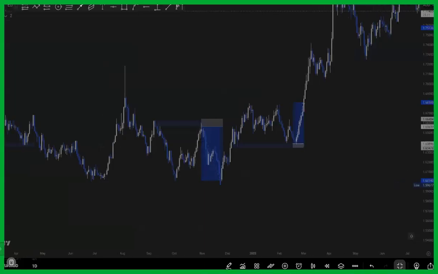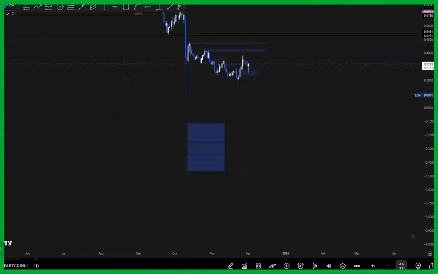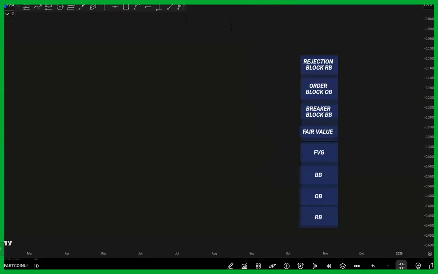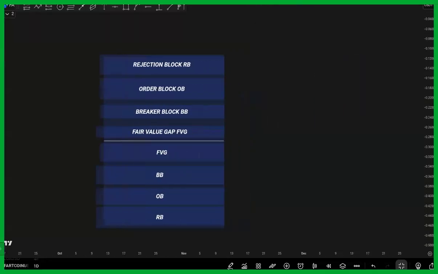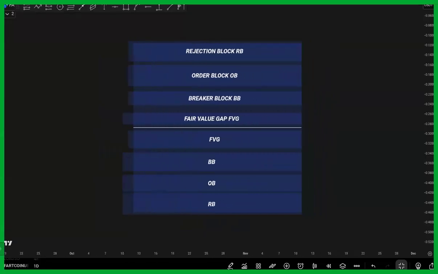Now, the next one we're going to be talking about is the fair value gap. All right, the fair value gap will be the next one we'll be talking about. Then, for the order block and the breaker block, we talk about them during our next class.